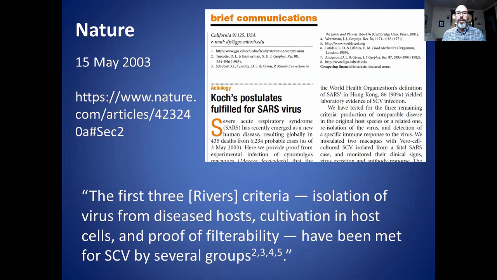Okay, so let's get back to this Nature article now that we've reviewed the background information. It goes on to say that the first 3 Rivers criteria, which are number 1, isolation of the virus from a diseased host, number 2, cultivation in host cells, and number 3, proof of filterability, have been met for the SARS coronavirus by several groups. And you see at the bottom these footnotes 2, 3, 4, 5. So I'm going to go through, and they are also in the article here at the top. If I can put my cursor so it's visible here. So 2, 3, 4. Oh, sorry.